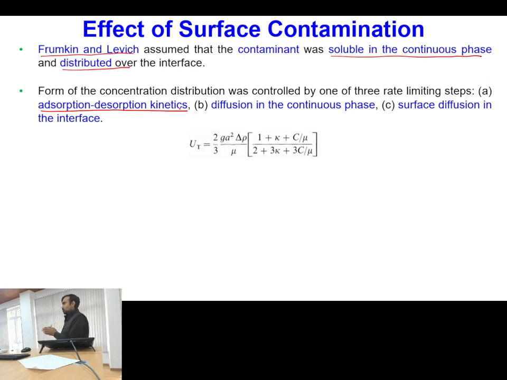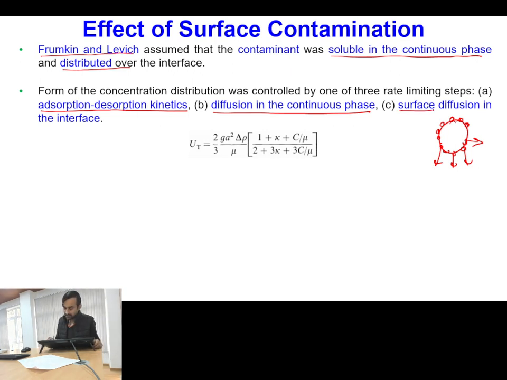If particles are dissolved from the interface, then there will be the normal effect of the surface tension. Okay, then the second is diffusion in the continuous phase. If you consider that your particles are present at this interface, but these have some diffusion dynamics towards the continuous phase, then if diffusion dynamics is strong, these will try to move away from the interface, but if diffusion is not so strong, then these will try to stay attached near the interface.